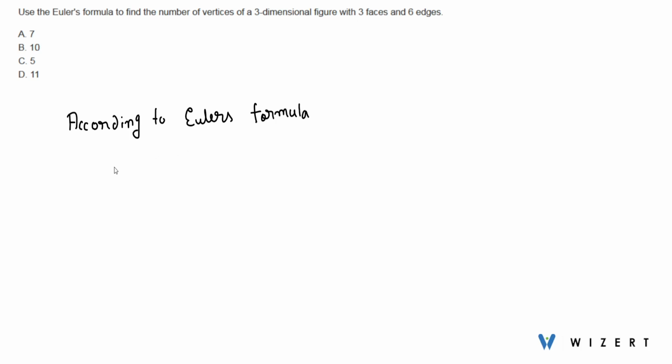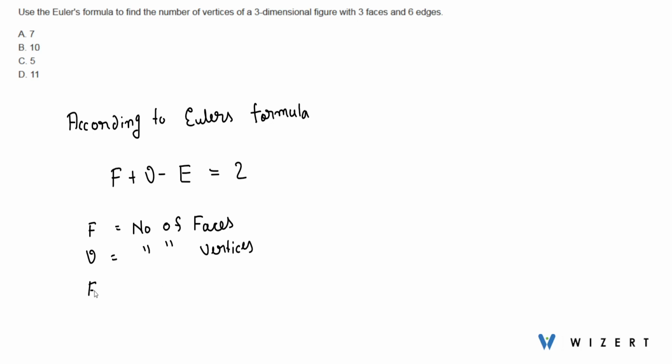the value of f plus v minus e is equal to a constant, which is equal to 2, where f equals number of faces, v equals number of vertices, and e equals number of edges.